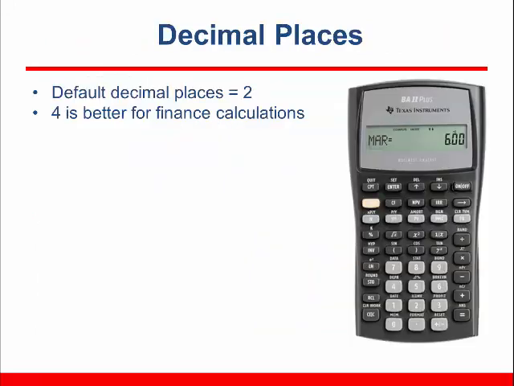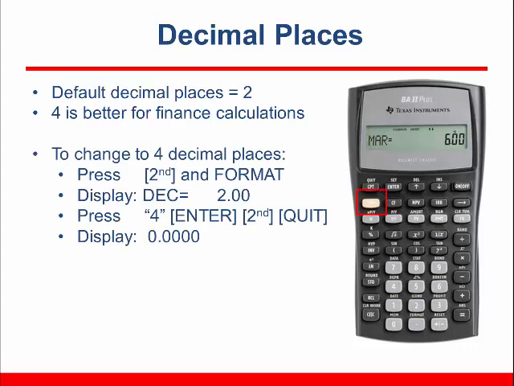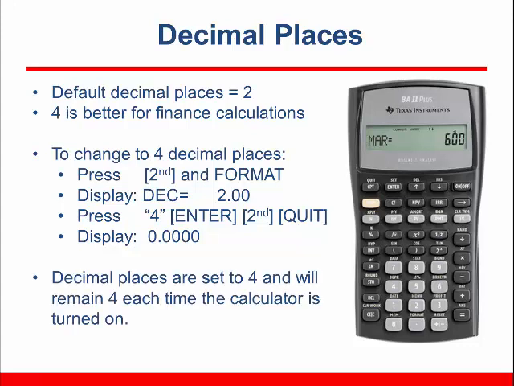Out of the box, the TI 2 Plus is set to default to 2 decimal places. For finance, 4 is a better choice. To change to 4 decimals, press second and format, the period key at the bottom. The display will show DEC equals 2.0. Press 4, enter, second, and quit, and the display will show 0.0000. Pressing enter is required in worksheets to place the value in the worksheet register. Once this change is made, your calculator will remain set to 4 decimal places unless you change it.